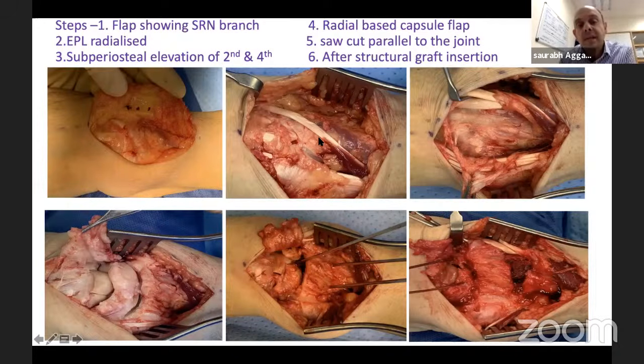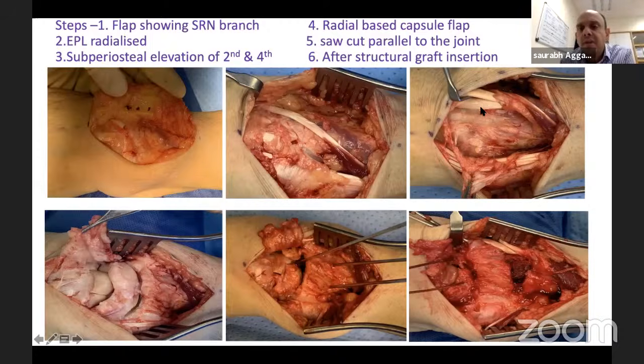Once you're happy, second step, you need to incise the retinaculum. Idea is to go between 3 and 4. So I've taken out my EPL. That's thumb, EPL will go towards the thumb. So radialize your EPL. Third step then, subperiosteal elevation of your second compartment and your fourth compartment.